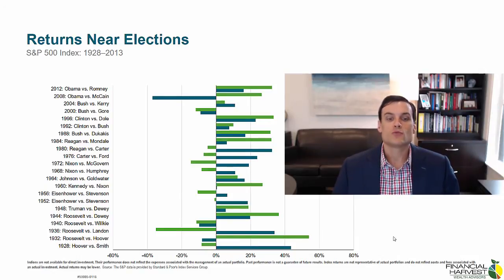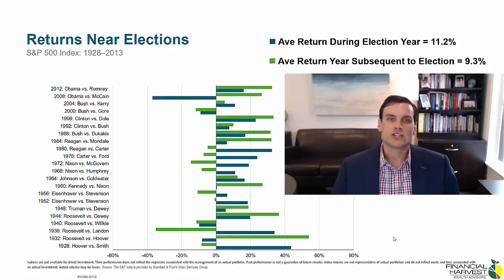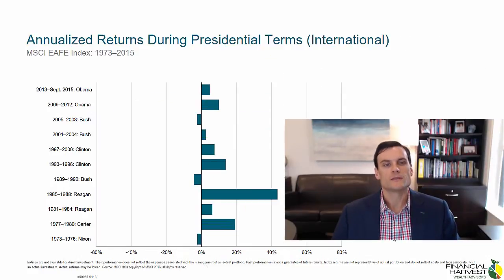You can see that it looks like some randomness here, but the important thing is when we average it all together, the average return during an election year was north of 11%, and the average return after an election year was 9%. Again, strong performance regardless of who was elected and put into office.